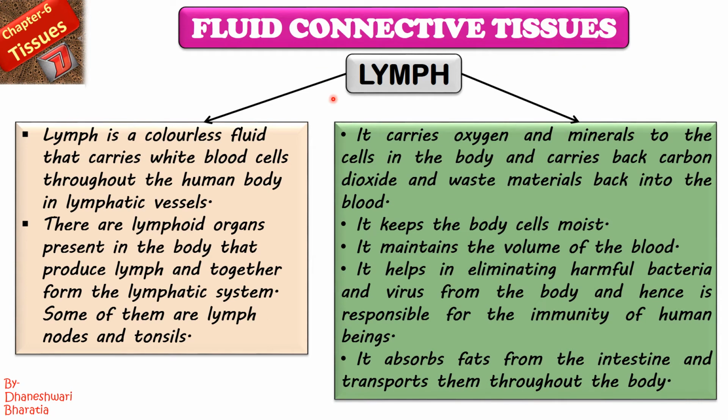What are the functions of lymph? It carries oxygen and minerals to the cells in the body and carries CO2 and waste materials back into the blood. Next, it keeps the body cells moist, because lymph is a kind of tissue fluid, the fluid which is secreted by the tissues. It helps in eliminating harmful bacteria and viruses from the body, and hence it is responsible for the immunity of human beings. Here also you can see that it carries WBCs.